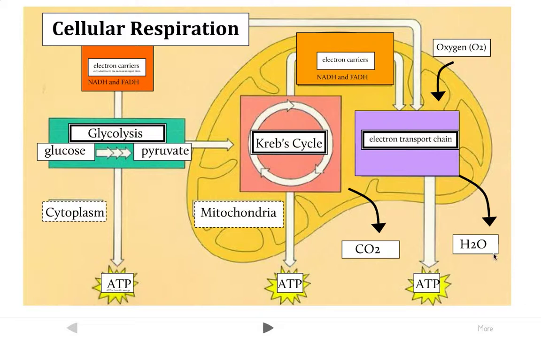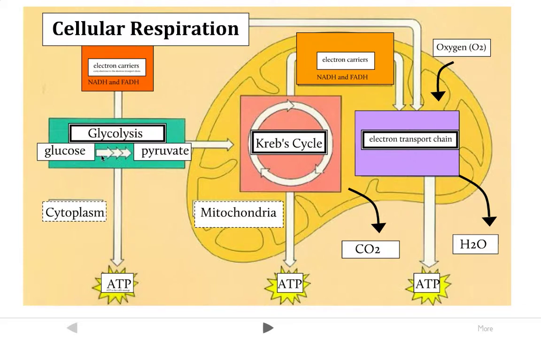The first part of cellular respiration is going to happen in the cytoplasm of the cell, and then it's going to move into the mitochondria of a cell. Remember that mitochondria can be found in plant and animal cells, whereas for photosynthesis that can only happen in plant cells. The first step in cellular respiration is called glycolysis, and that's the step where you turn glucose into pyruvate.